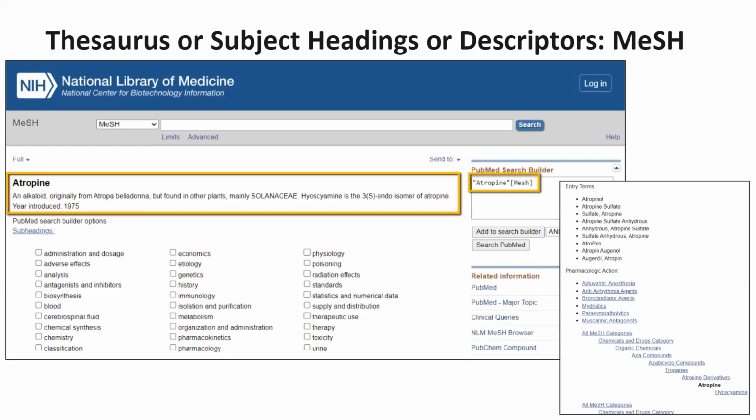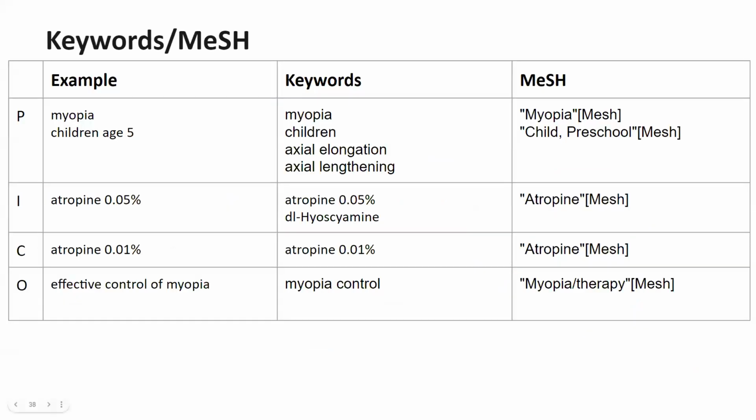So what you want to do is simply copy the syntax from the search builder and then paste it into your research log. Since we're focusing on therapy for myopia, we can actually click the box next to therapy and click Add to Search Builder. This will be a MeSH term that will bring up only articles related to therapy for myopia, which is more specifically what we want. So we'll copy that term and add it to our research log. It looks like this. See the bottom right, myopia/therapy in quotation marks and then MeSH in brackets.